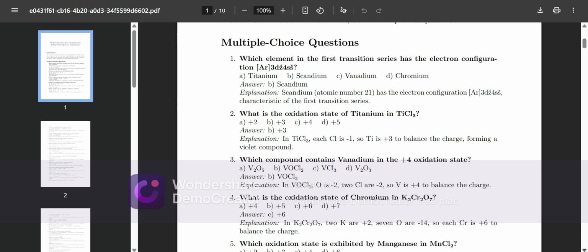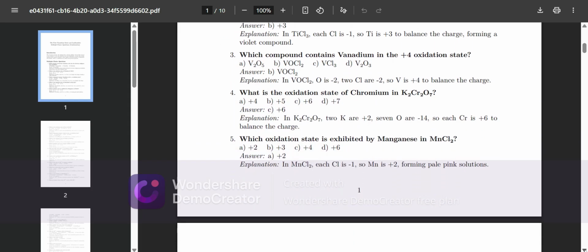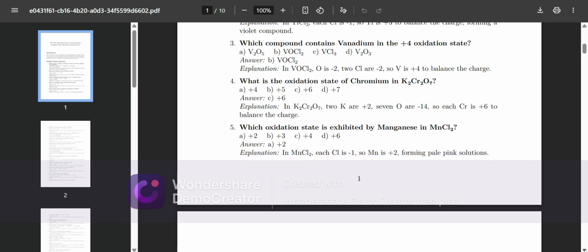What is the oxidation state of chromium in K2Cr2O7? +6. In K2Cr2O7, 2 K are +2, 7 O are -14, so chromium is +6 to balance the charge. Which oxidation state is exhibited by manganese in MnCl2? +2. In MnCl2, Cl is -1, so Mn is +2, forming a pale pink solution.